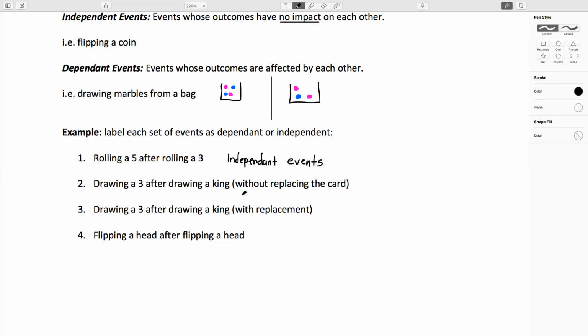Next, drawing a 3 after drawing a king. Now this is the important part here, without replacing a card. So the first time we draw, there's 4 3s out of 52 cards, so 4 in 52 is our probability. Once we've removed that card without replacing it, now there's only 51 in the deck. So drawing a 3 is going to depend on whether you've drawn a card previously. So these are dependent events.